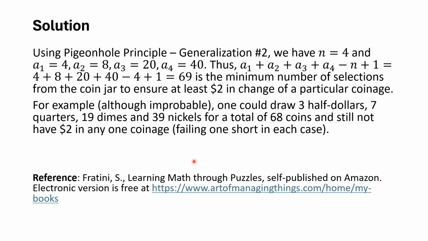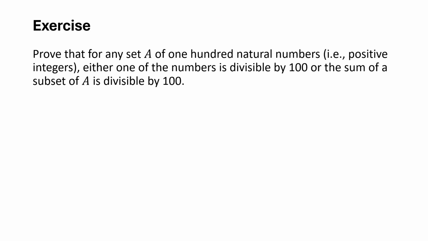Okay, so let's go on. We have a few more puzzles in this lesson. Prove that for any set A of 100 natural numbers, so that's whole numbers, and they don't need to be consecutive numbers, so it could be 25, 36, 100, 5,000, 10 million, whatever. There just has to be 100 of them. Then either one of the numbers is divisible by 100 exactly, so in other words, you divide by 100 and you get a remainder of 0, or the sum of some subset of the numbers in this set A is divisible by 100.